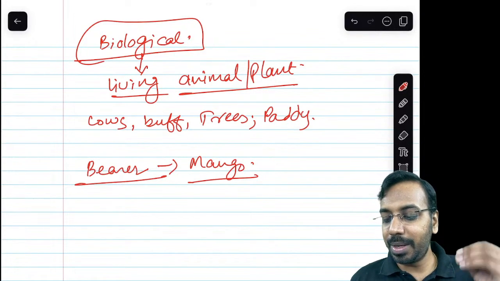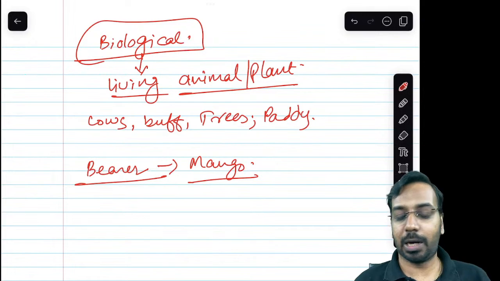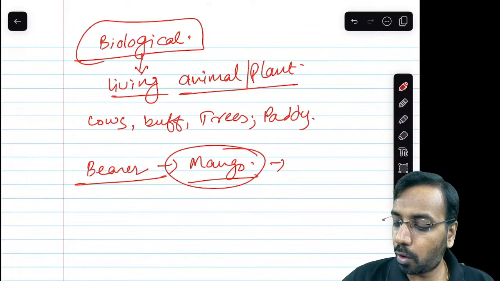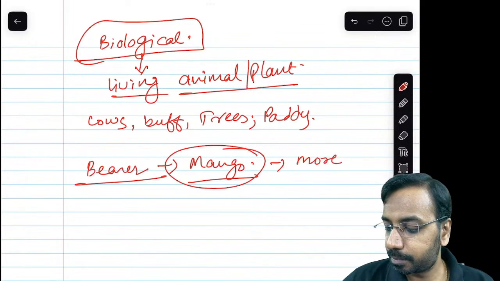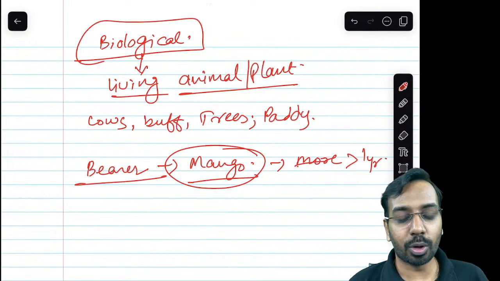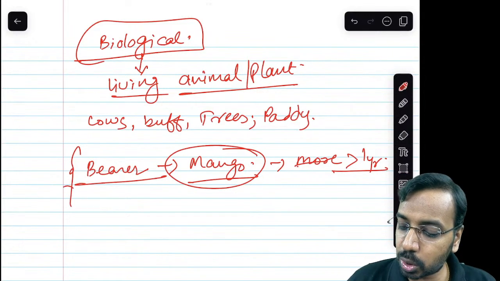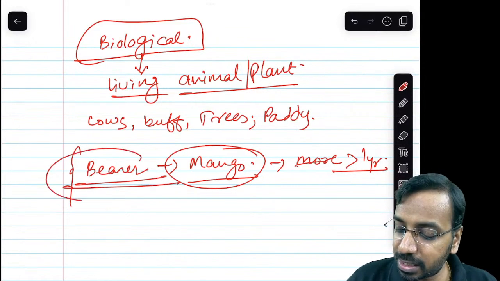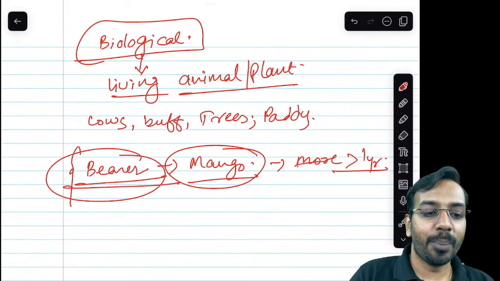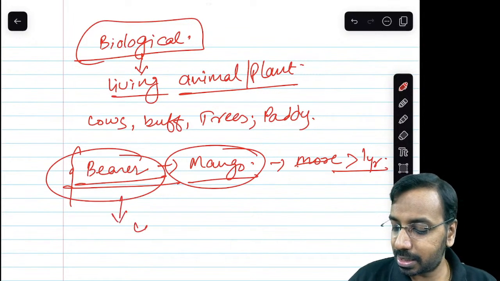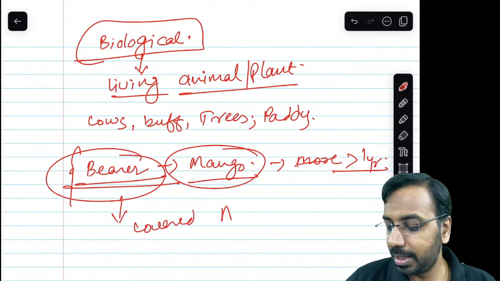If I have this bearer plant which gives me fruit for more than 1 year, if I get produce for more than one accounting period, more than 12 months actually, right? This is called a bearer plant. If it is a bearer plant, then it is covered by AS10.